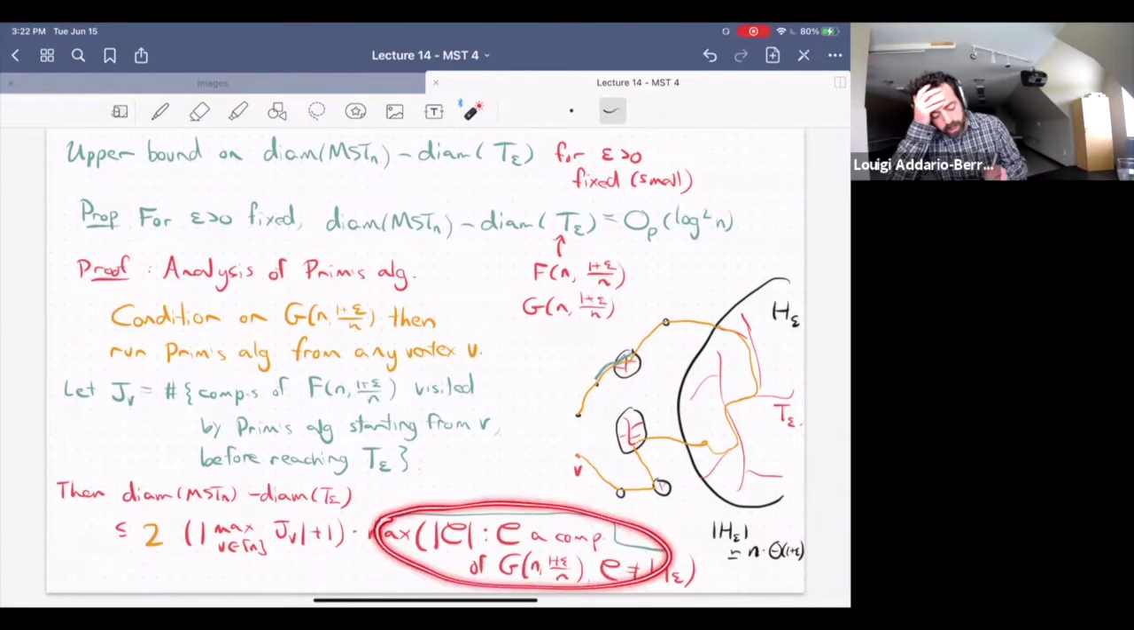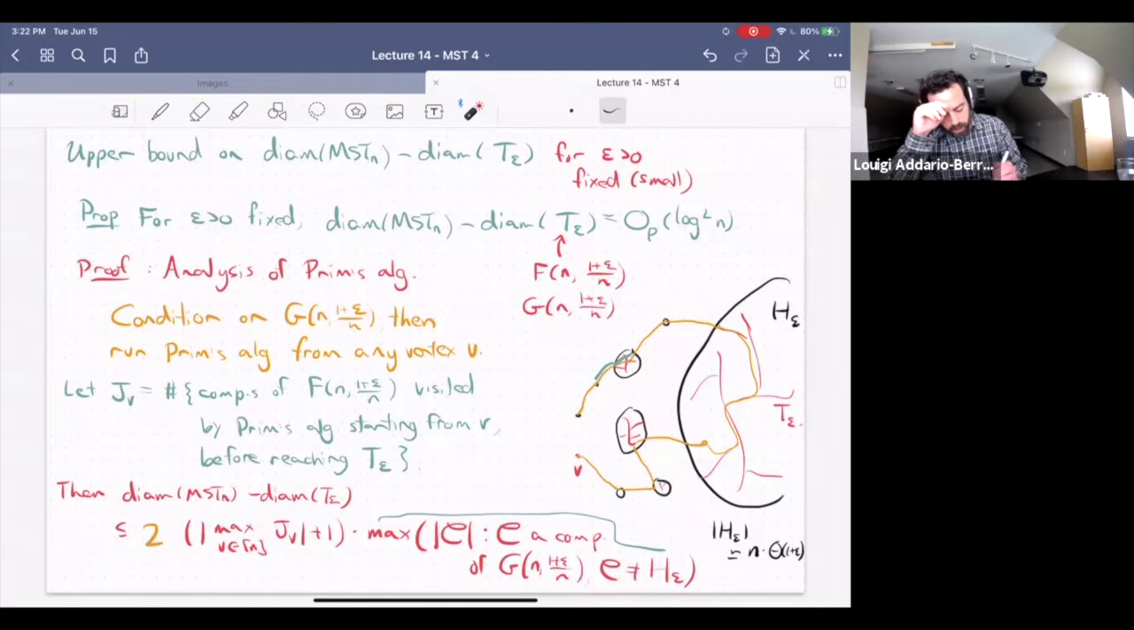So each component gives you a contribution which is at most the largest size of any non-giant component. And the number of those you can get is at most some number starting from one end here, some number leaving from the other end there, and an upper bound on each of those is this number, the number of components visited by Prim's algorithm before you reach the final graph. And so maybe I don't even need this plus one here.